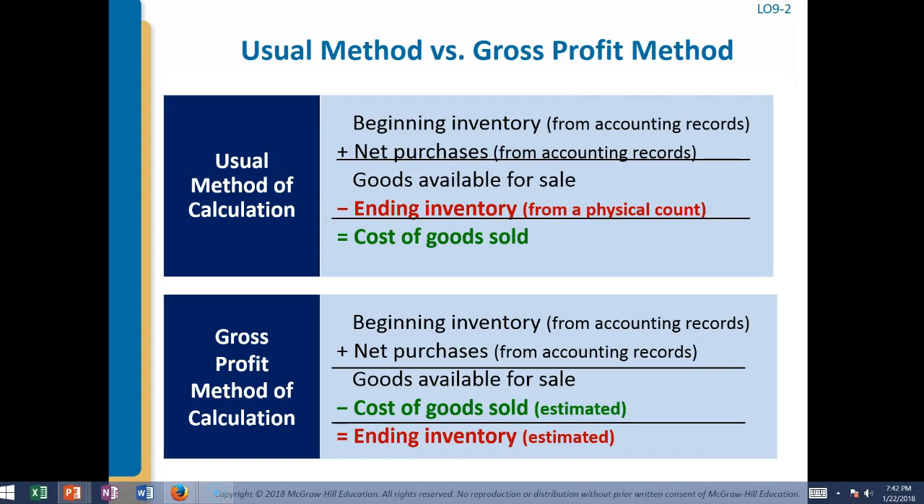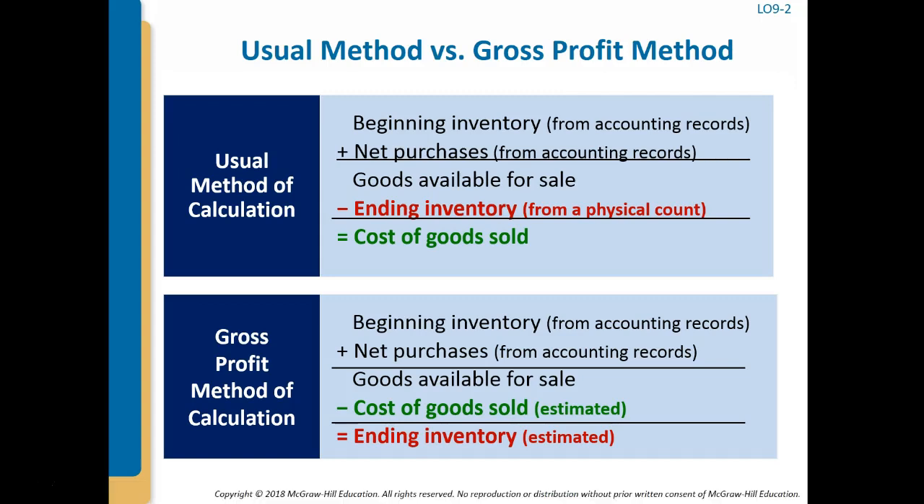But when we're using the gross profit method, the ending inventory is not known. Instead, the amount of sales is known, from which we can estimate the cost of goods sold, and ending inventory is the amount calculated. So the beginning inventory from the accounting records plus the net purchases equal our cost of goods available for sale, less our estimated cost of goods sold would give us our ending inventory that is also estimated. So a first step in estimating inventory is to estimate cost of goods sold.